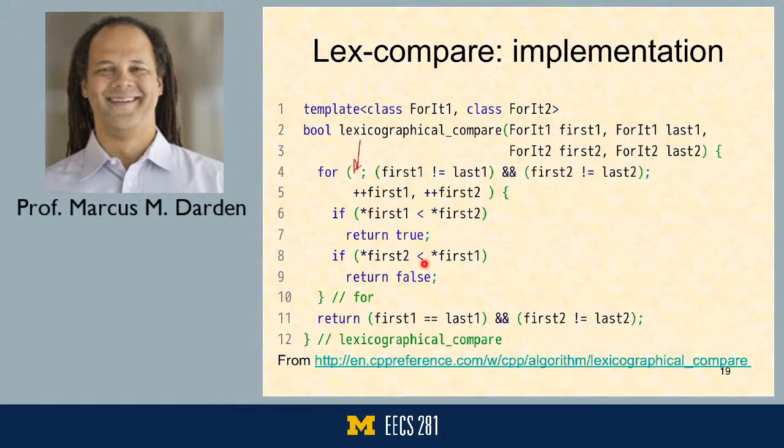If there's anything remaining after the prefix section, if they are not identical in length, then I can tell which one comes first just by which one is shorter. And that's what this last nifty little trick does here. What does it say? Return first 1 is equal to last 1, and first 2 is not equal to last 2. What did that do? That just did a less than check to see which one is longer.